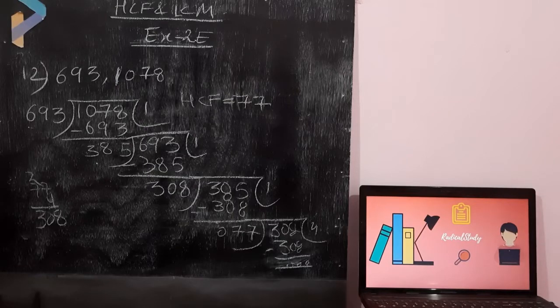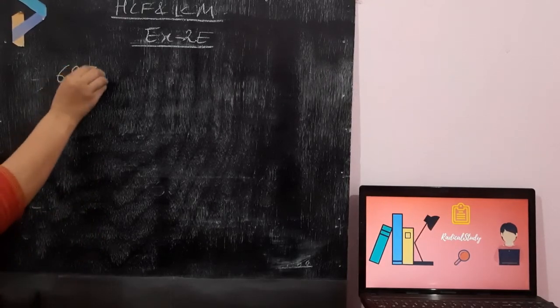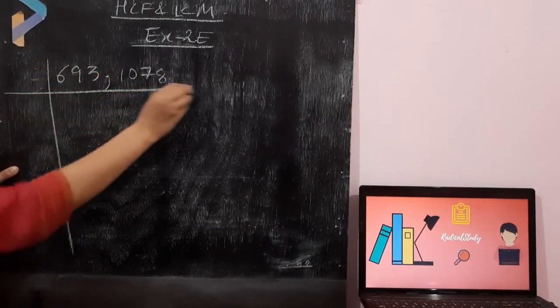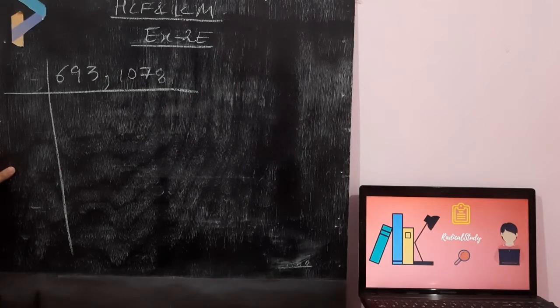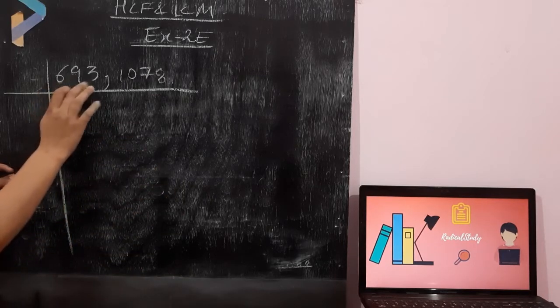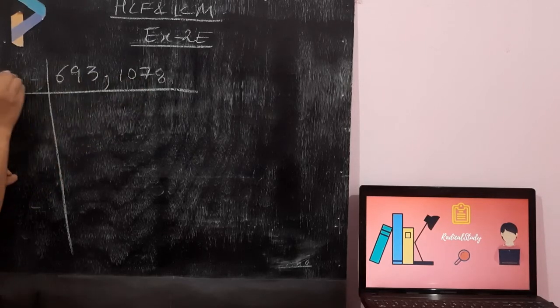Now I am going to find the LCM of these two numbers, 693 and 1078. So please pay attention. To find the LCM, as I said earlier, find the HCF first, because it will be easier for you to find the LCM. Now we know that 77 was the HCF, so both numbers are divisible by 77. So we will start the LCM by 77 only.